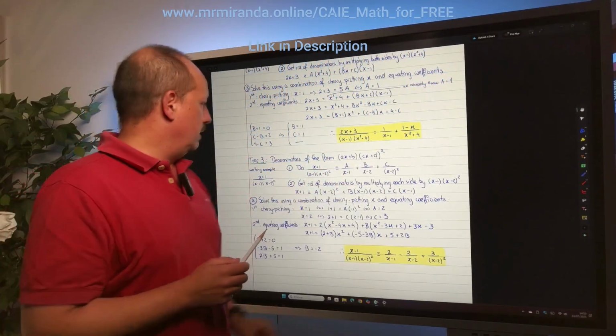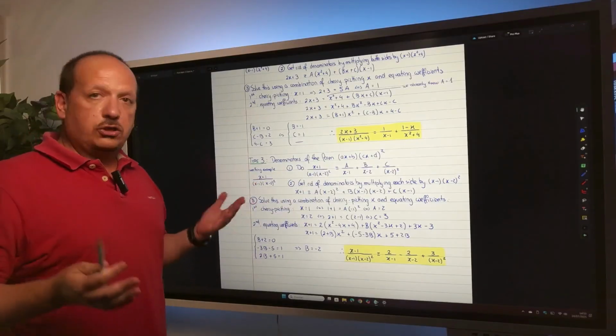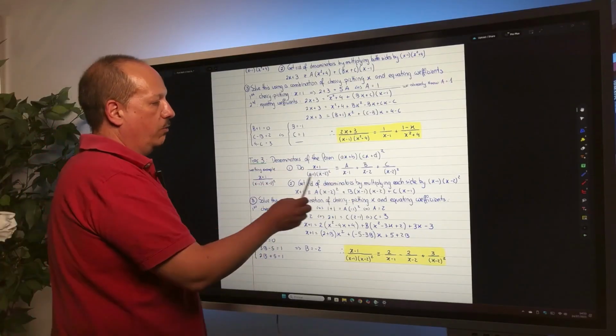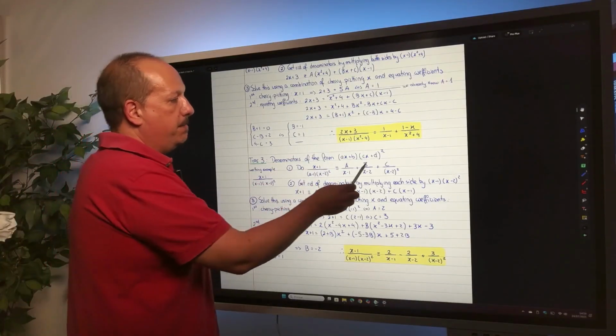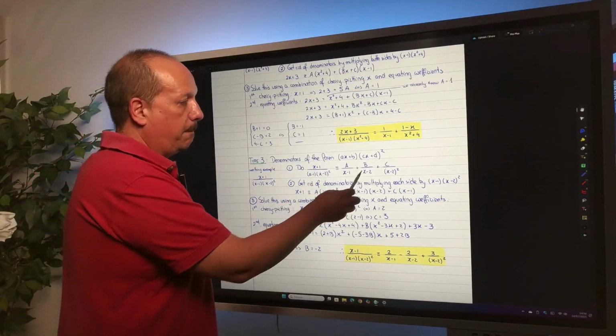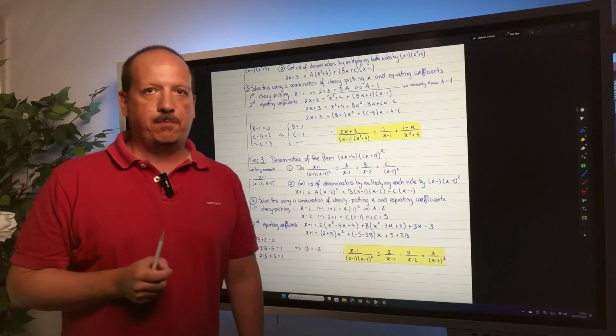Type 3. The denominators are now in the form ax plus b times cx plus d squared. As an example, I'm going to use this fraction over here. What do you do in type 3? You divide this into this form. It's a over x minus 1, b over, and now pay attention, x minus 2 without a square, and then c over x minus 2 with the square.